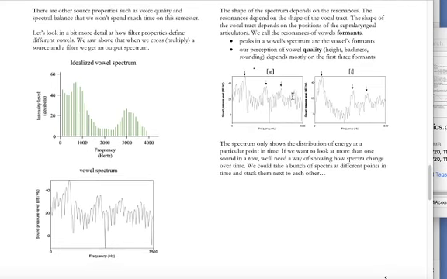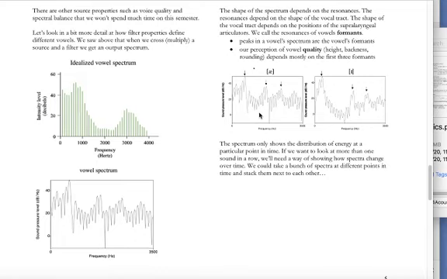So, again, recapping. The shape of the spectrum depends on the resonances. The resonances depend on the shape of the vocal tract. The shape of the vocal tract depends on the positions of the supralaryngeal articulators. The resonances inside a vowel, in particular, are referred to as formants. And so the peaks in a vowel spectrum are that vowel's formants. Our perception of vowel quality, height, backness, rounding, depends mostly on the first three formants and really mostly on the first two. But I'll show three in these diagrams just for completeness' sake.